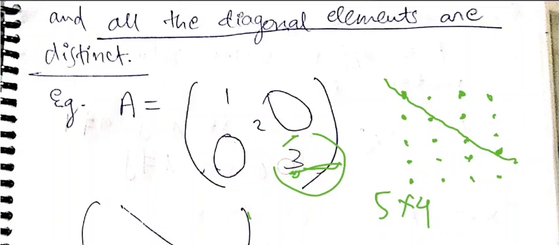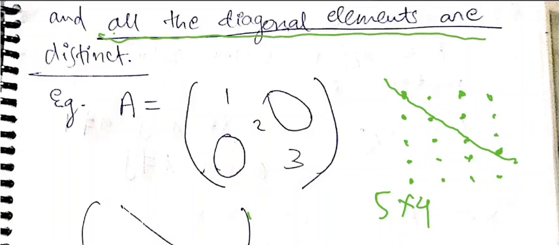So basically, all the diagonal elements are distinct. This is also a necessary requirement. Many students don't know this. So for a matrix to be a diagonal matrix, all the diagonal elements should be distinct is also a requirement.